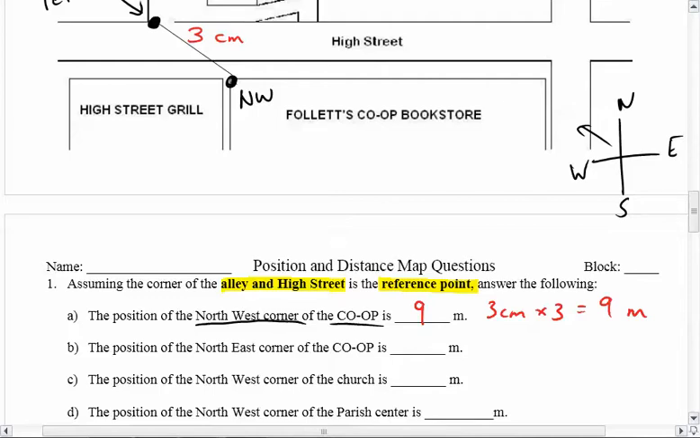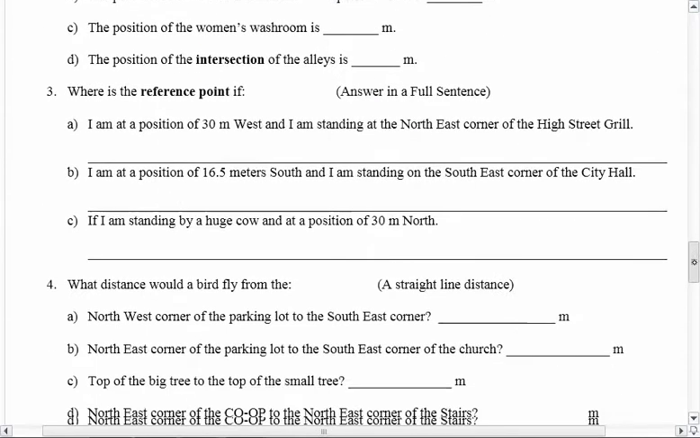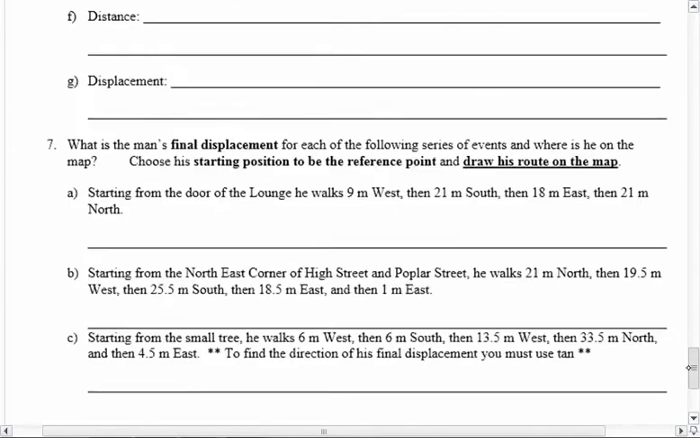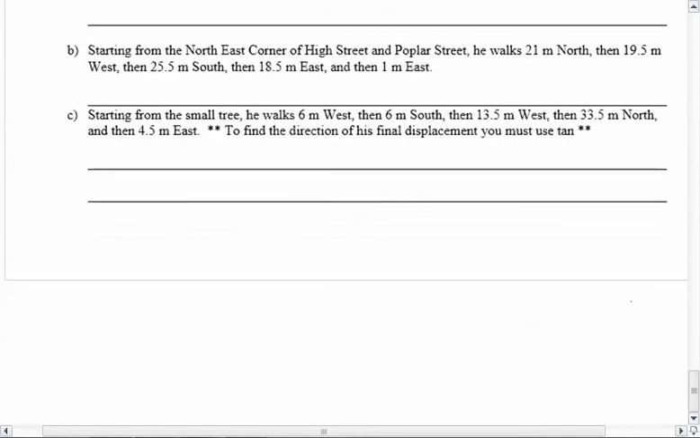Okay, so you can use a ruler to calculate the following distances and answer the questions on both pages 3 and 4.